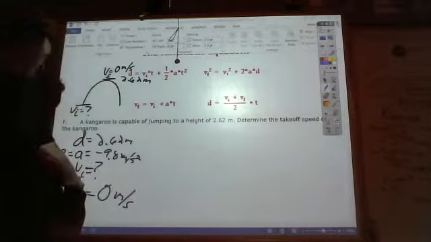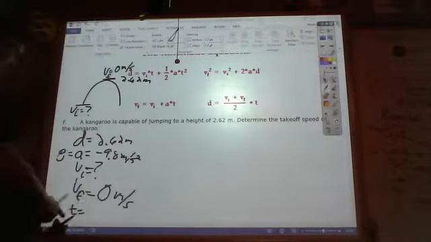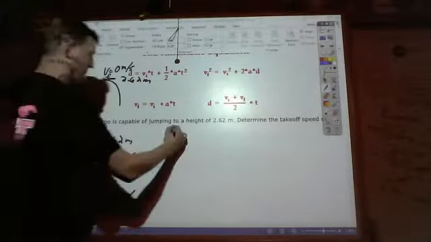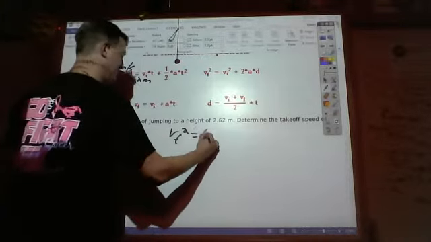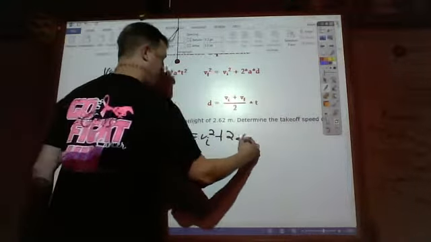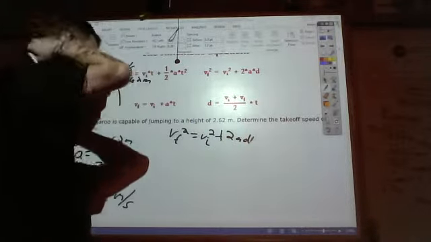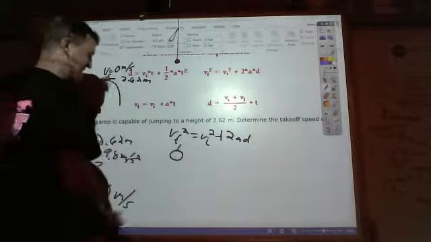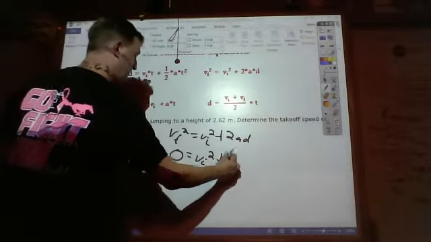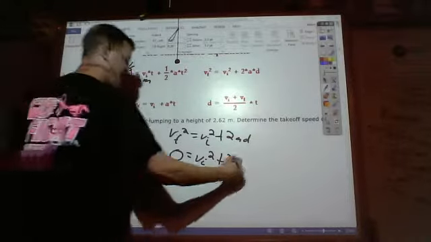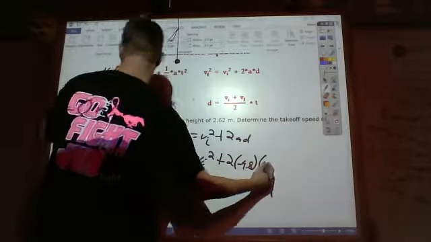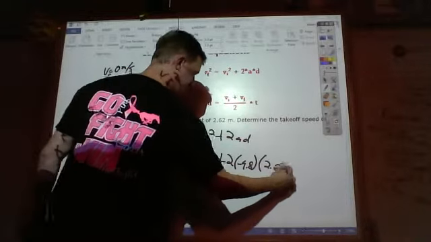So here we go. I'm looking for one without a VI. Well, they all have VI, but I also am looking for one without a T. So which one doesn't have a T in it? That'd be VF squared equals VI squared plus 2AD. So my final is 0. My initial is, I don't know. And then this is negative 9.8 and my height, which is 2.62.